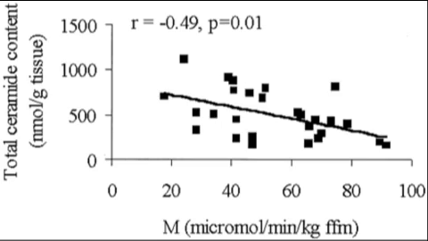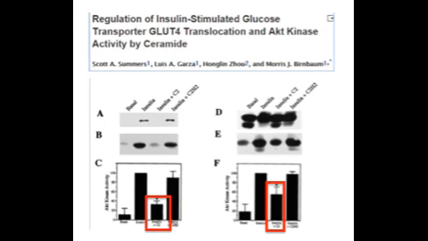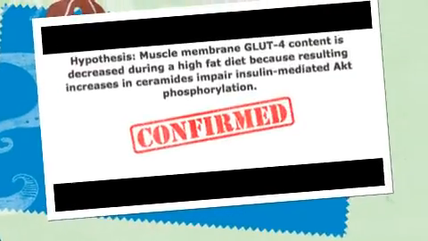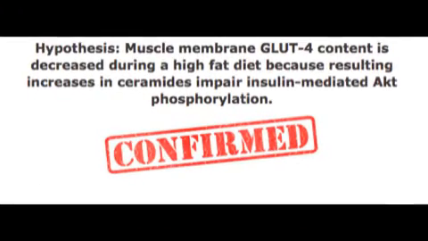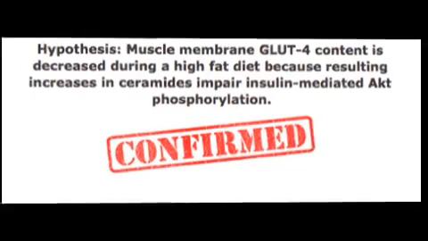The following figure depicts the relationship between muscle ceramide content and insulin sensitivity. As can be seen, as ceramide content increases, insulin sensitivity, which is denoted by the M value, decreases. The researchers attributed this impairment to the inhibition of AKT signaling. In doing so, they cited a study conducted by Summers and colleagues which demonstrated that ceramides reduce AKT activation in the presence of insulin. Such findings confirm our hypothesis that increased ceramide production by a high-fat diet impairs insulin-mediated AKT phosphorylation.